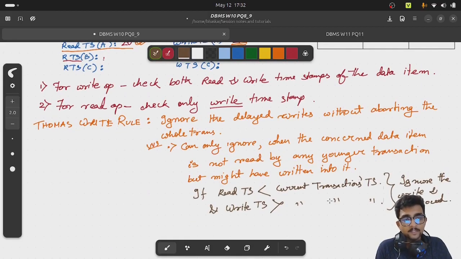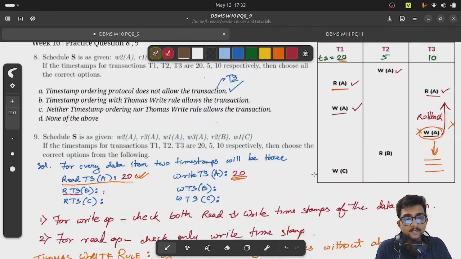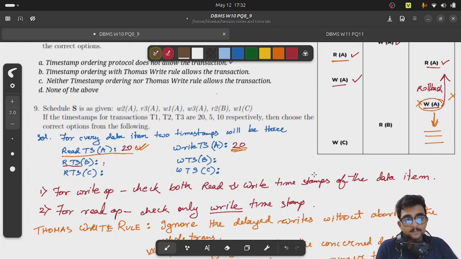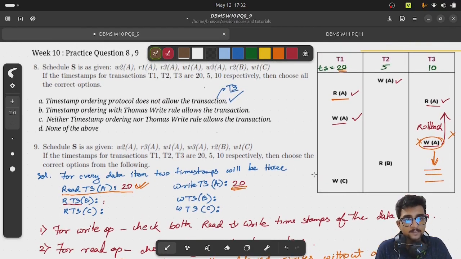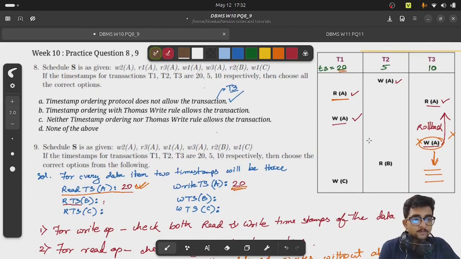Right? So this is what Thomas Write rule says in summary. But this is not the case, because this RTS must be lesser than the current timestamp. But this is not happening in this case, because RTS is 20 here and the current timestamp is 10. So Thomas Write rule also will not allow this schedule to go ahead. So does timestamp ordering with Thomas Write rule allow this transaction? No. Neither timestamp ordering nor Thomas Write rule allows this transaction. Correct. None of the above is not there. So these two are the correct statements, both of them do not allow.